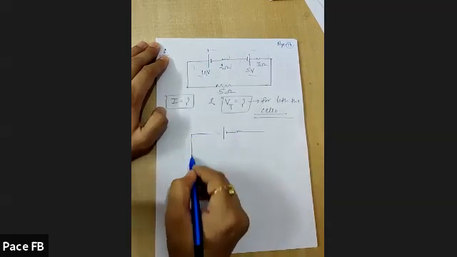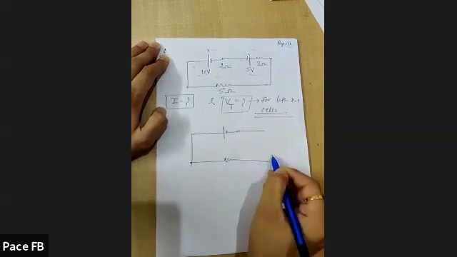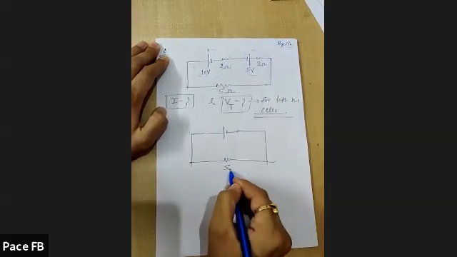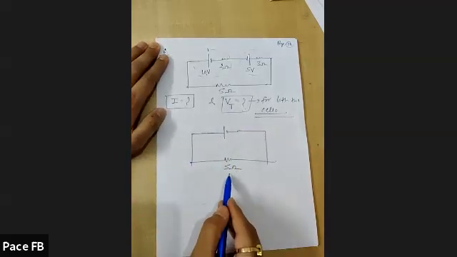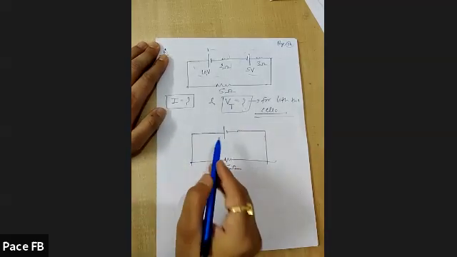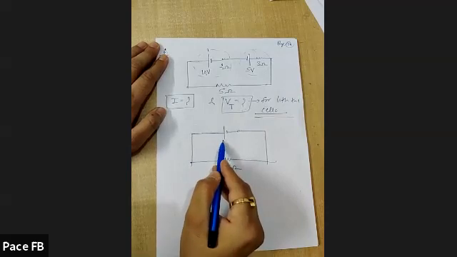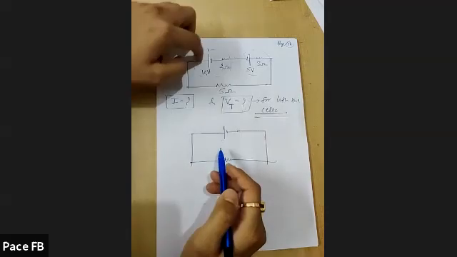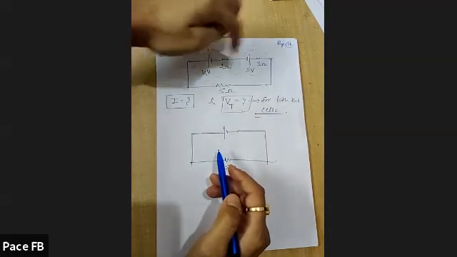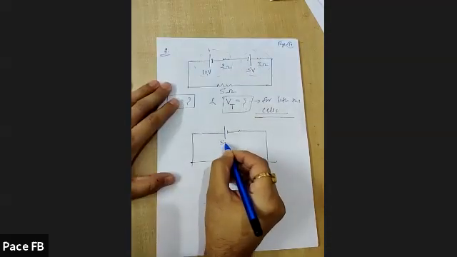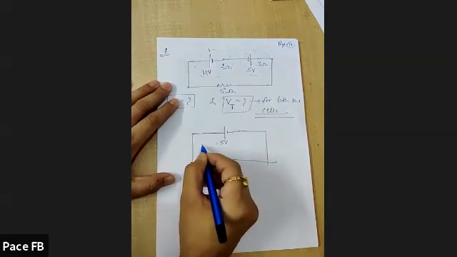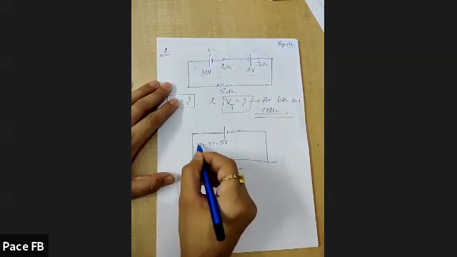And this equivalent is connected with the external 5 ohm. Equivalent of these two cells connected with external resistor 5 ohm. And what would be the EMF of this equivalent cell? They both are opposing each other now, positive, negative, positive. So 10 minus 5 would be 5 volt.